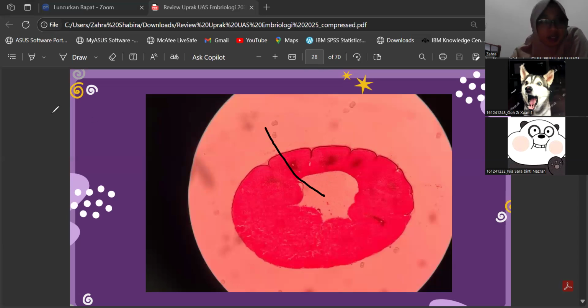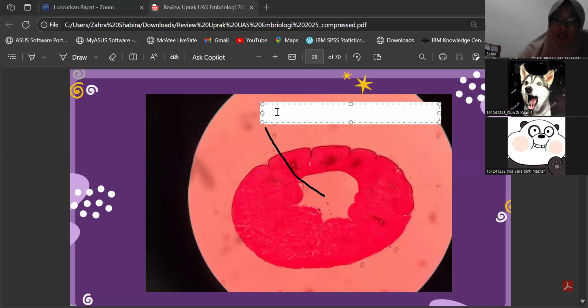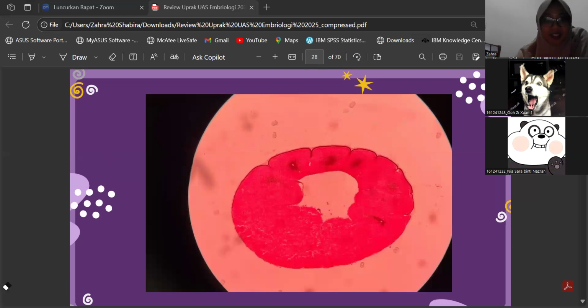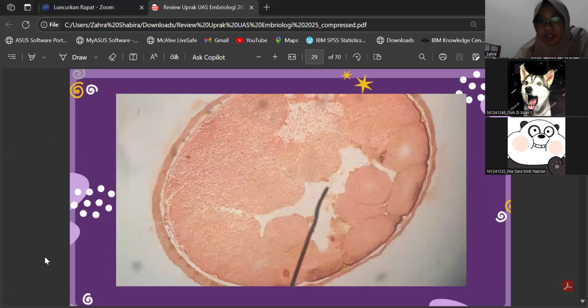The real answer is intracellular cavity or intracellular space. This is the answer. You can answer intracellular space or intracellular cavity, but intracellular space is better. Okay, how do I erase this? So, okay, we'll go to the next one.